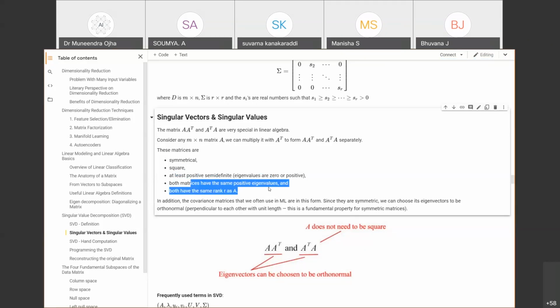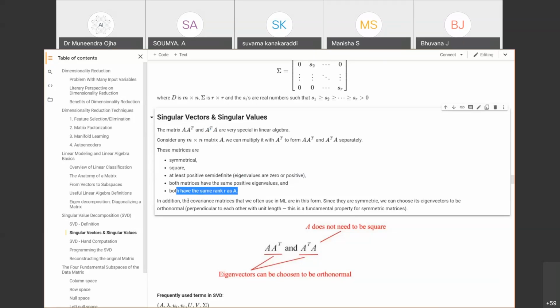But if they have a positive value, the positive eigenvalues of both matrices, A A transpose and A transpose A, are the same. However, it is quite possible that A A transpose has a zero eigenvalue, but A transpose A does not have a zero eigenvalue. That happens some of the times. But both will have the same rank R.